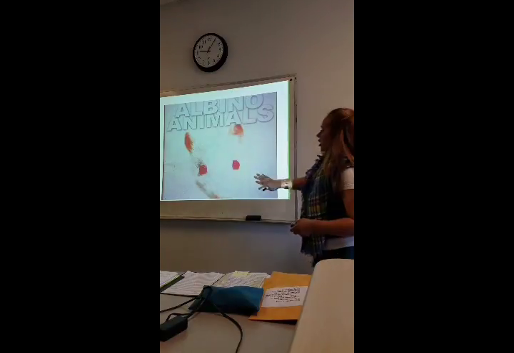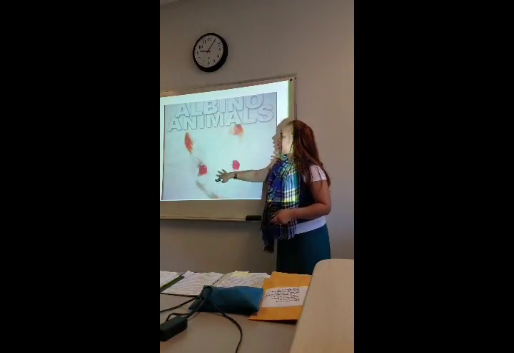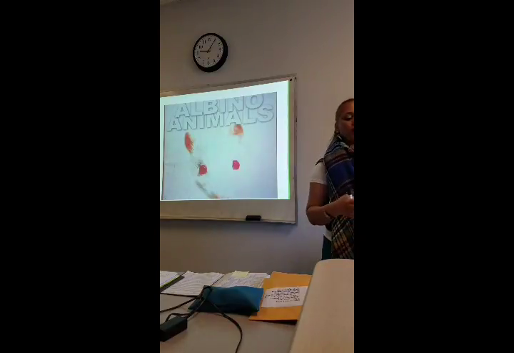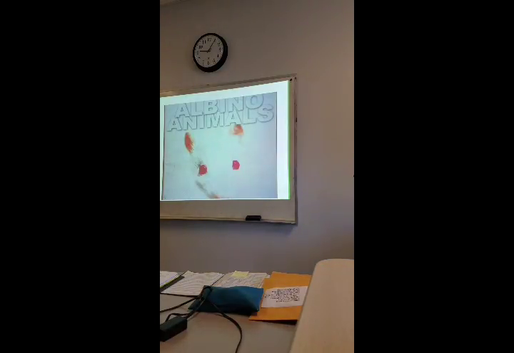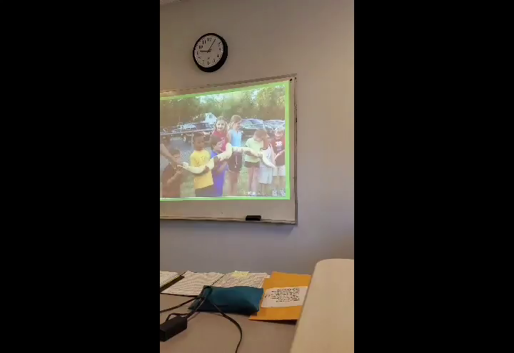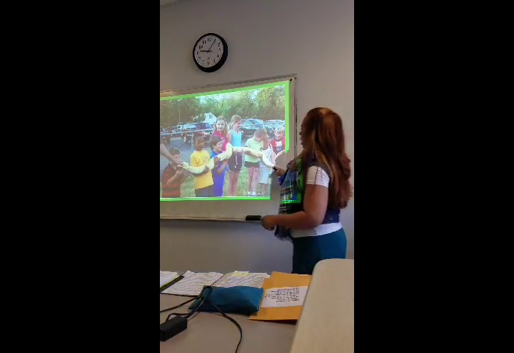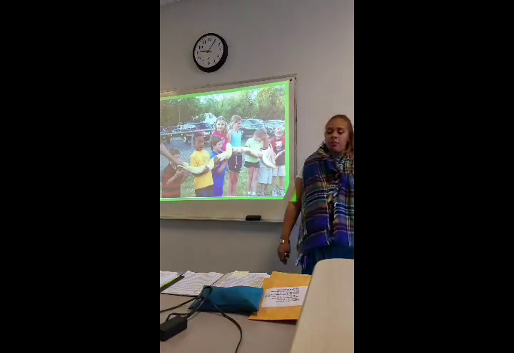And notice the eye color, they don't get pigment. So normally the animals would be of a whiter shade or a yellower shade, and have the red tones because it doesn't get the pigment. So here we have an albino python.